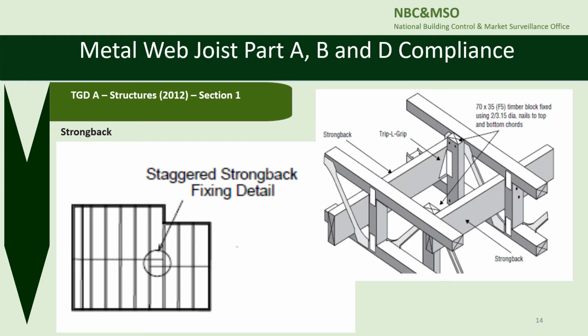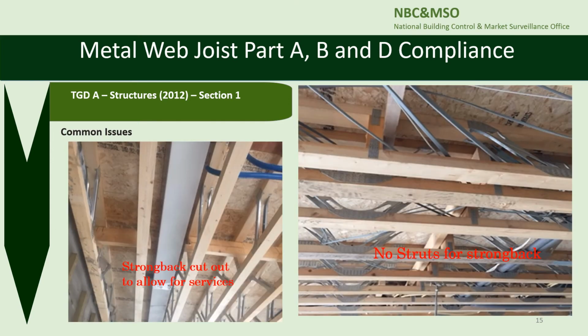This slide shows a staggered Strongback Fixing detail from the manufacturer's manual. This is used where span changes due to shape of room as shown in the slide. This slide shows the Strongback being cut out to allow for ventilation systems. Remedial works are required to correct this, and guidance should be sought from the manufacturer of the joists.